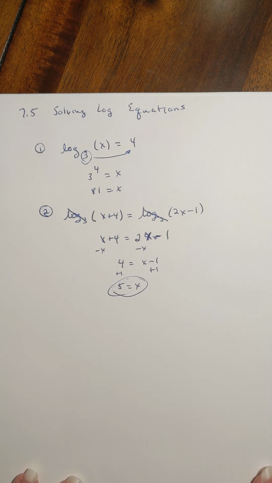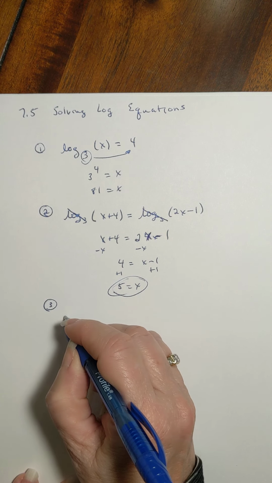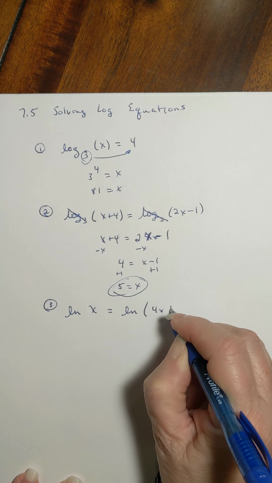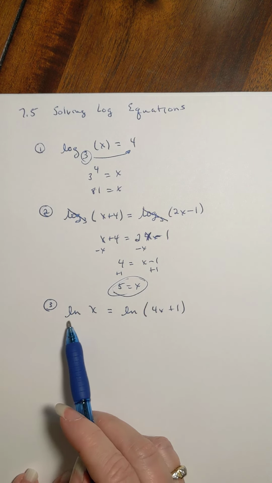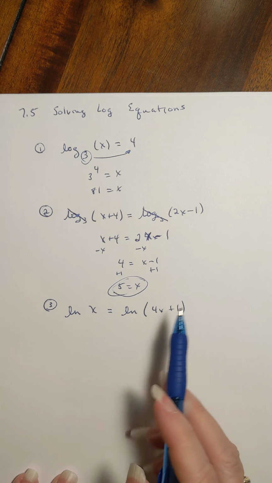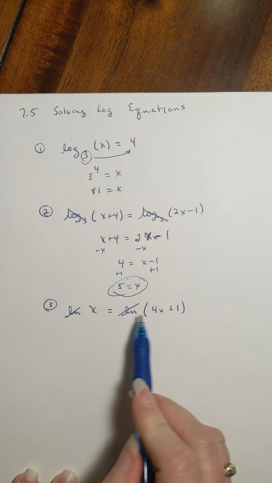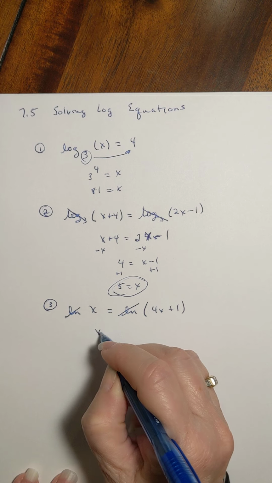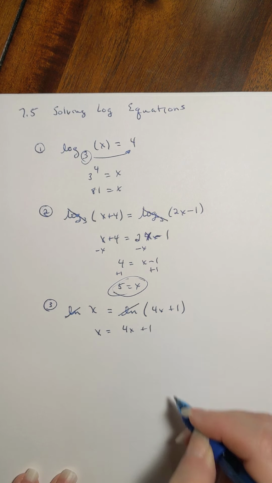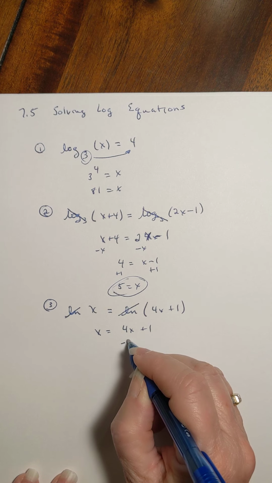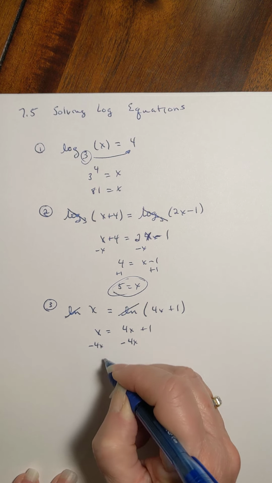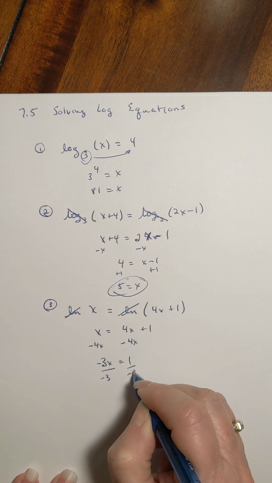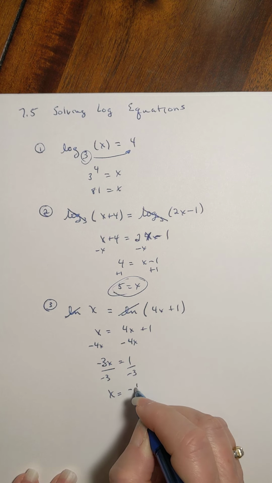All right, or if I have problem number 3, the natural log of x is equal to the natural log of 4x plus 1. Again, I'm taking the natural log of this and the natural log of this, they're equal, and so I know that the numbers I'm taking the logs of have to also be equal. So I can scratch the logs and say x is equal to 4x plus 1. Now, subtract 4x, and I get negative 3x equals 1, and divide both sides by negative 3. And I get x is equal to negative 1/3.